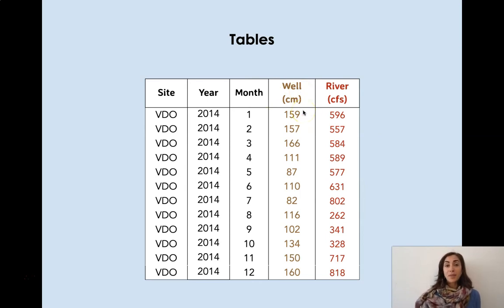If you remember from our site map, we had about 5 different wells per site, but you only see one number in here for each month. That's because that's the average of these 5 wells per site per month. Finally, we have our river water, and we also have one value per month. We'll go over in a second what CFS means, which are the units of river flow.